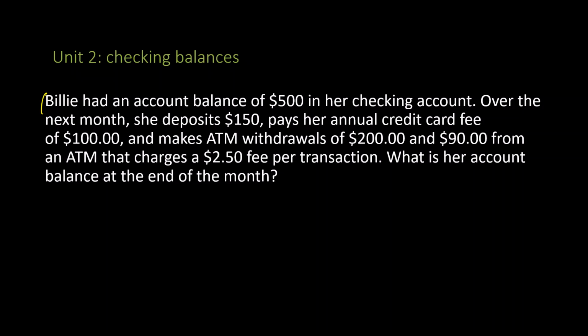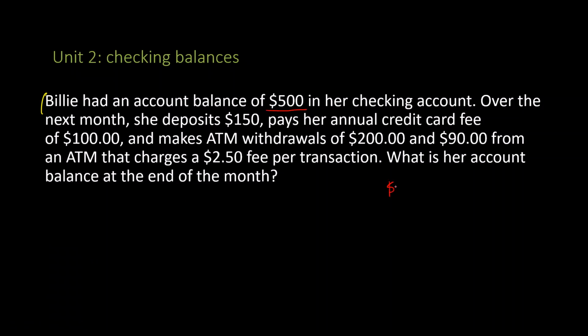So Billy had an account balance of $500 in her checking account. Over the next month, she deposits $150, pays her annual credit card fee of $100, and makes ATM withdrawals of $200 and $90 from an ATM that charges $250 per transaction. What is her account balance at the end of the month? So essentially, we're just keeping track of her balance through all of this, and I would just look at it chronologically. So if we look, she starts with an account balance of $500.